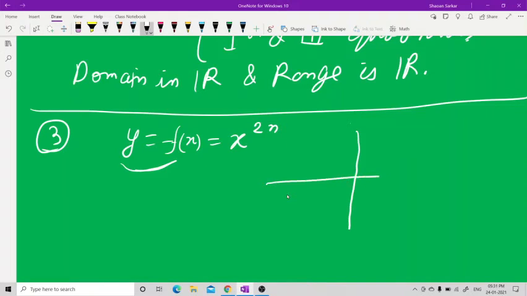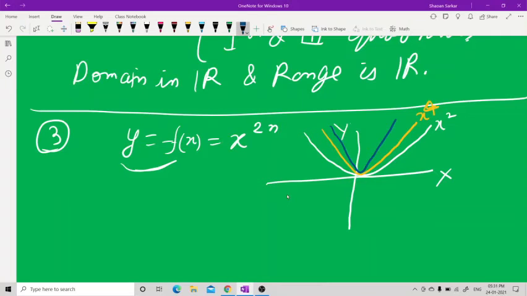This is your x-axis. This is your y-axis. This was your x square graph. Now, in order to draw the x to the power of 4 graph, it will be like this. Now we will draw the other graph, that is x to the power of 6, something like this. This is the way you will draw the graphs.